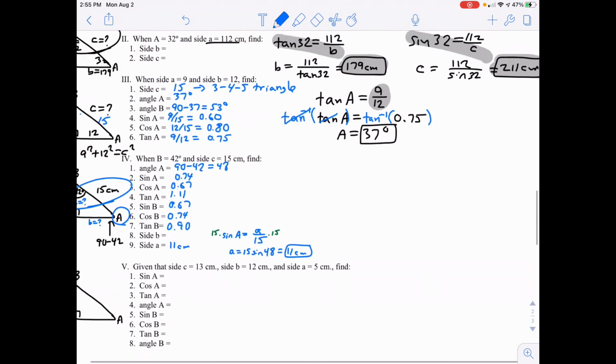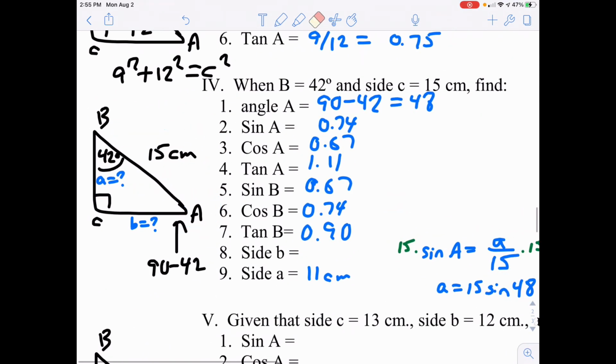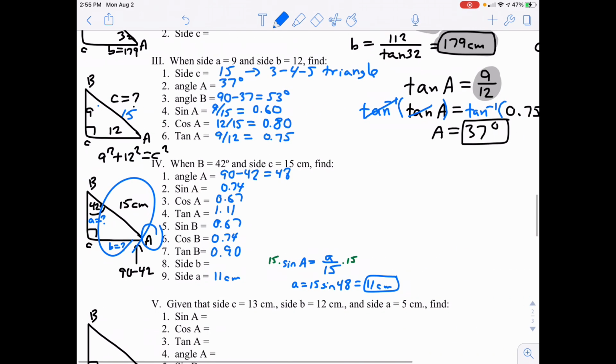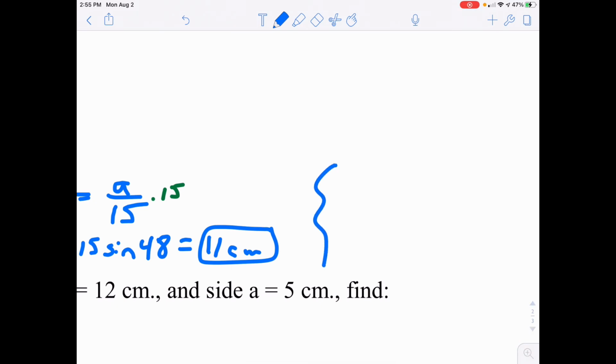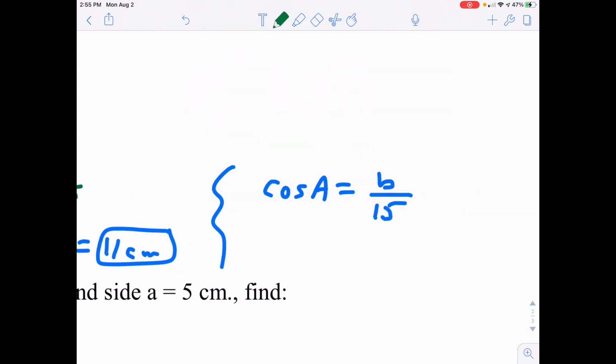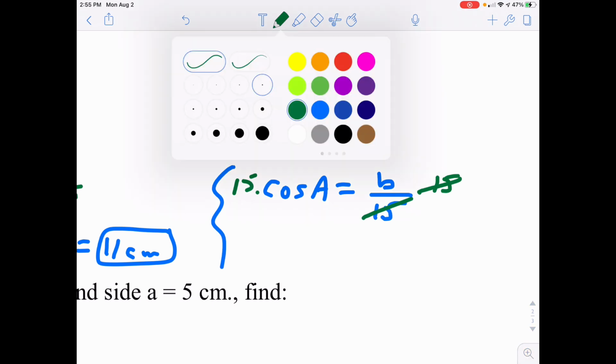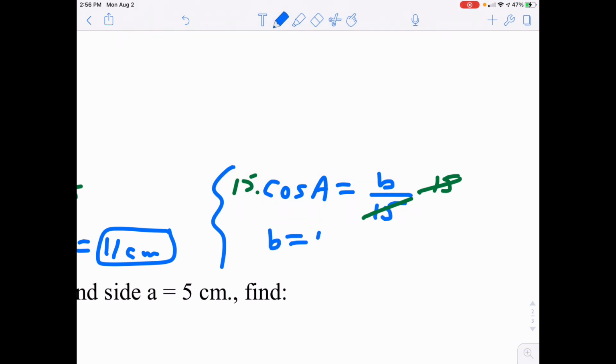Side B, same thing, but this time I'm going to use a cosine ratio. Cosine of angle A is side B over 15. Again, ladies and gentlemen, to solve for side B, we're going to multiply both sides by 15. Why do we do that? Because multiplying is opposite of dividing by 15. And we get side B is equal to 15 times the cosine of 48 degrees. And 15 cosine 48 is about 10 centimeters.